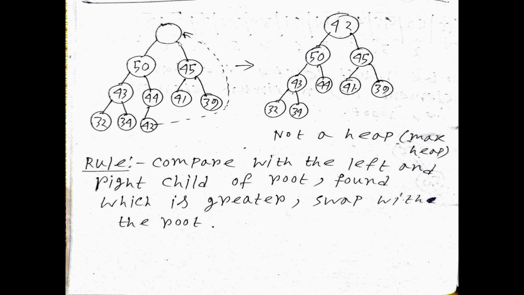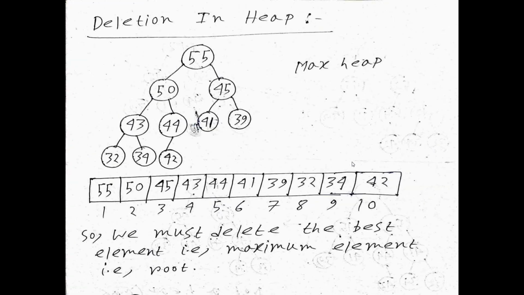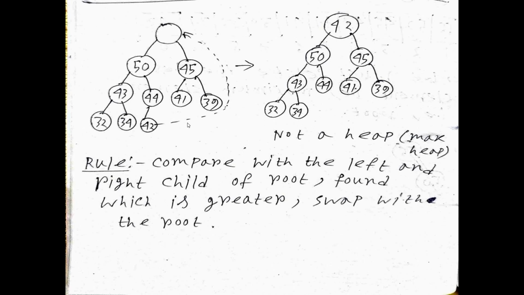Every time, keep in mind, the rule says that the last node of this complete binary tree is coming, or we can say the last node of the array is coming. What is the last node of the array? 42. Or which is the last node of the complete binary tree? Again 42. Or we can say the last element of the array is coming in place of the root. So 42 is coming here.